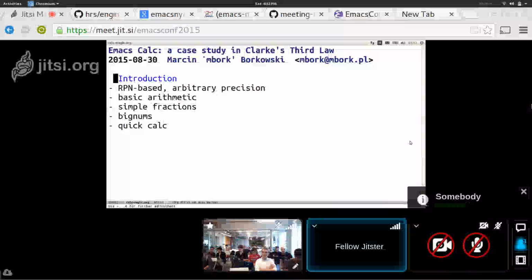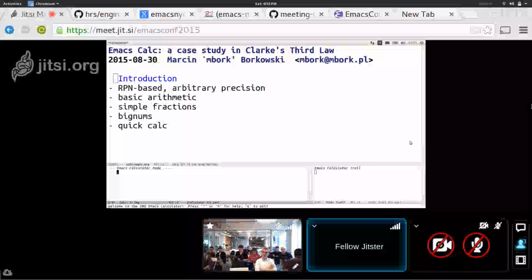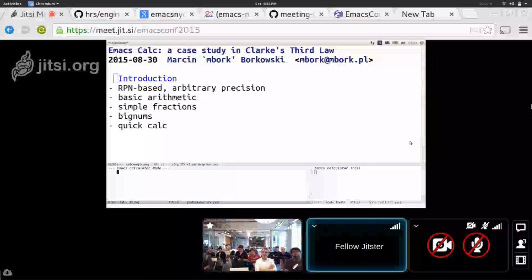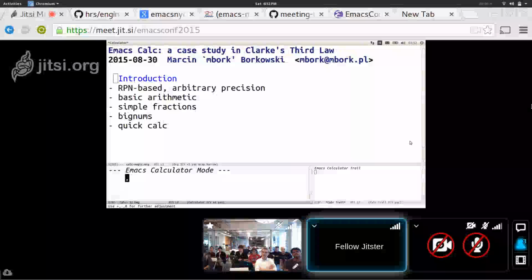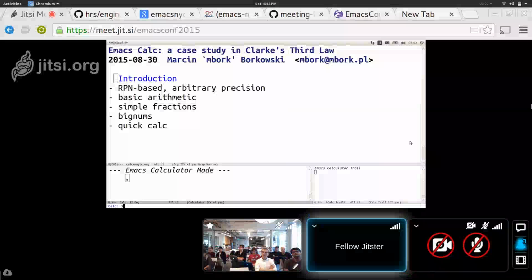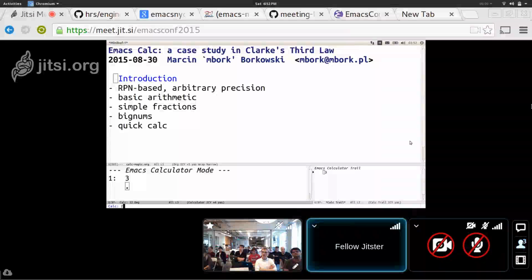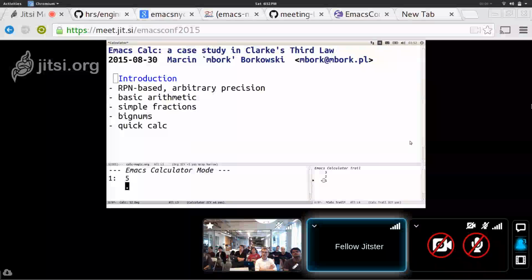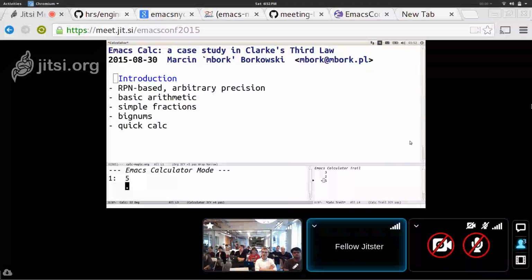So let me fire up Calc. It's down here. Maybe I'll try to enlarge the font here too. So assume that I want to add 3 plus 2. What do I do in a stack-based or RPN-based calculator? I enter 3, I enter 2, I press plus, and I get 5. And so that's easy. But here are a few appetizers of what Calc can do.